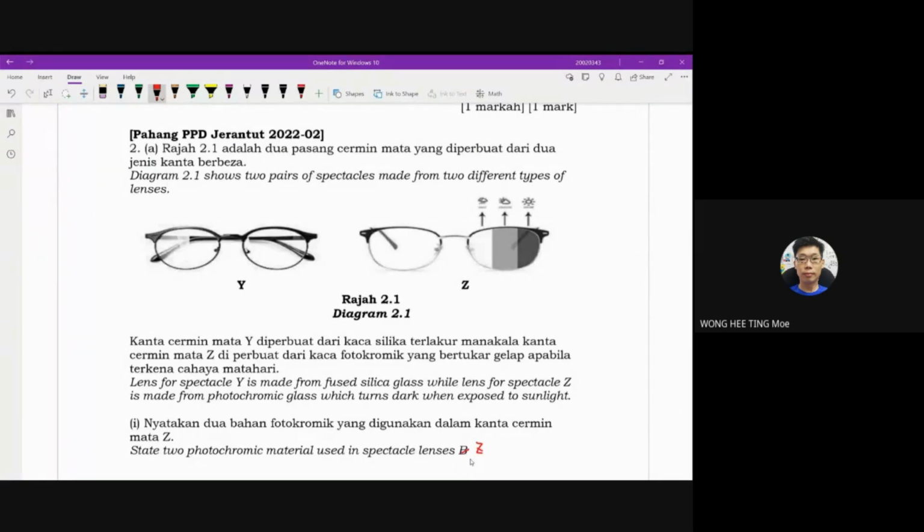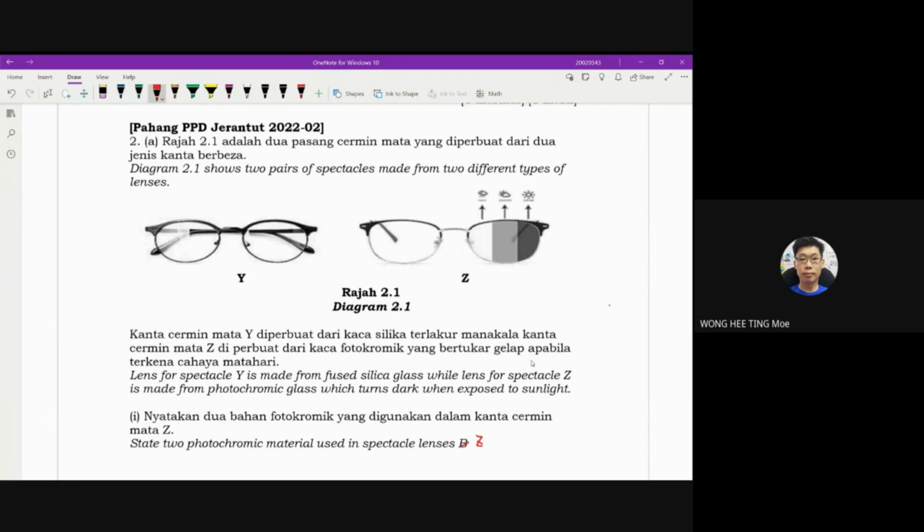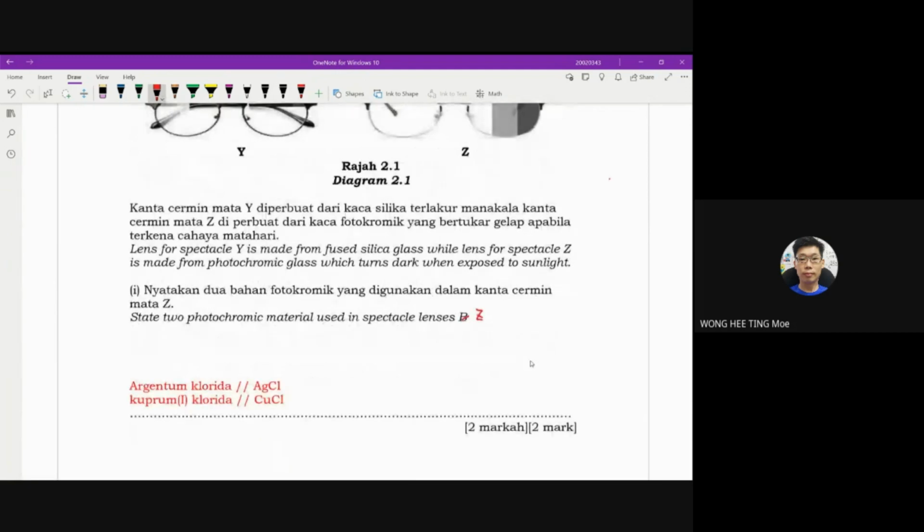Normally the question asks you to give 2. Okay, silver chloride, yes. Another one is copper 1 chloride. This one is more common now. Silver chloride is more common. Then the copper will be copper 1, not copper 2. Copper 1 chloride. So here it asks you to give 2, so you write 2. But this one is more common. The first one, silver chloride, is more common.